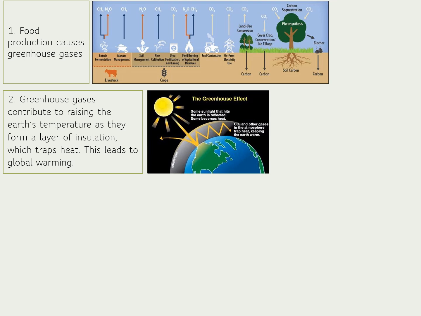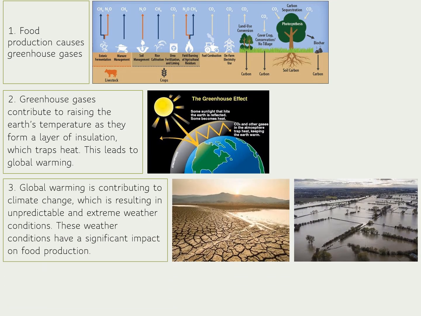And you should know from science and geography that the increase in the gases from the farming of food is being trapped in our atmosphere, causing global warming, which then in turn has a knock-on effect to climate change, causing drought in some areas and flooding in other areas. Both of those issues affect food production.